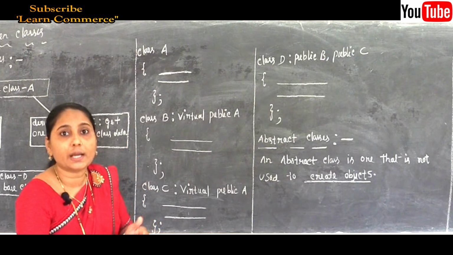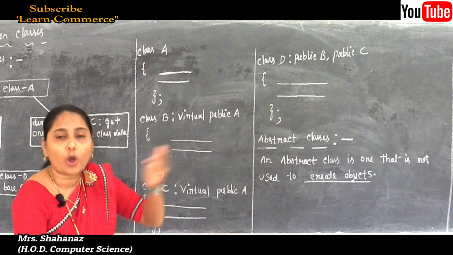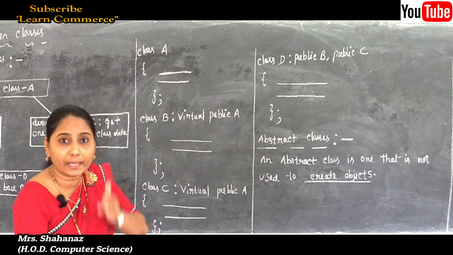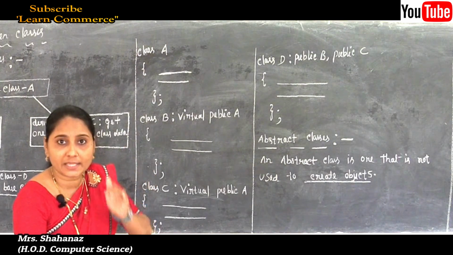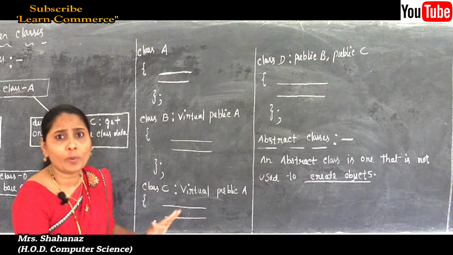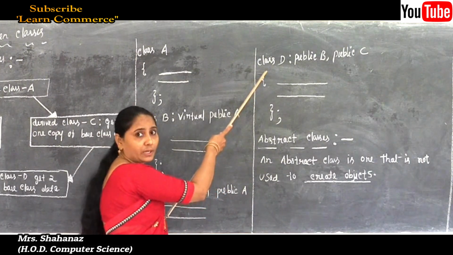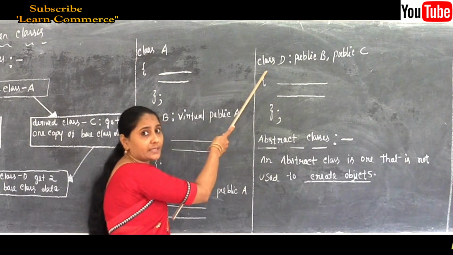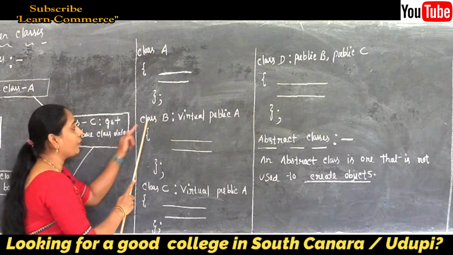Because of this, when it gets two copies of the same copy again and again, the compiler generates an error message. To overcome this problem, the derived classes B and C should be declared as virtual. So in this example, after completing, why?